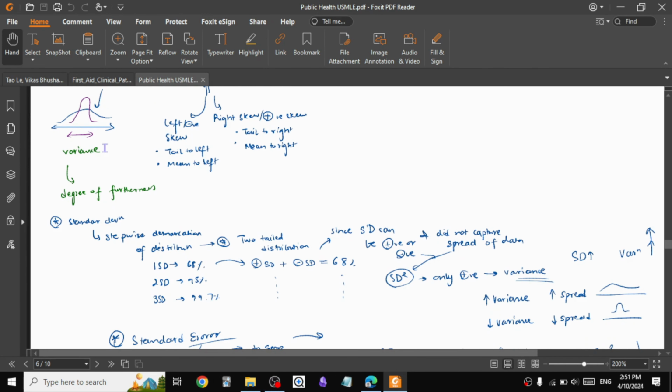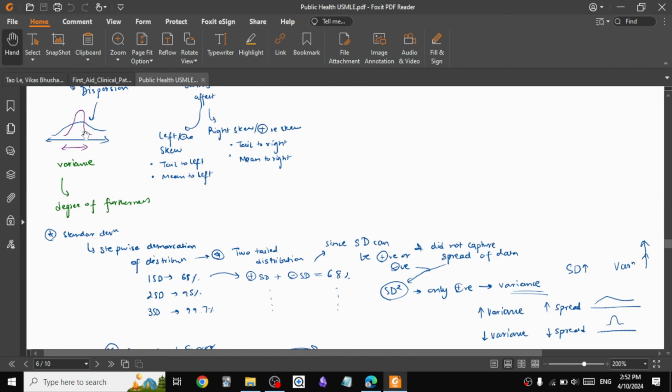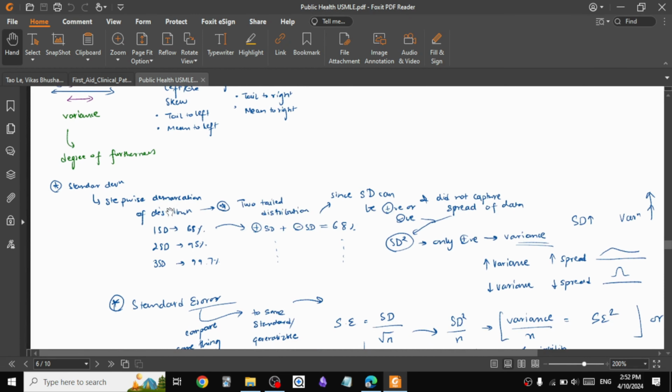What is standard deviation? You see how variance is just a measure of the degree of furtherness. Standard deviation is like a stepwise demarcation. What is this stepwise demarcation of distribution? You usually follow the normal distribution. This normal distribution is also called the two-tail distribution, because it has one tail on the right and one tail on the left. Down the middle you have positive values to the right and negative values to the left. Or if the mean is not zero, you can have greater values on the right and lesser values on the left. That is what this means.